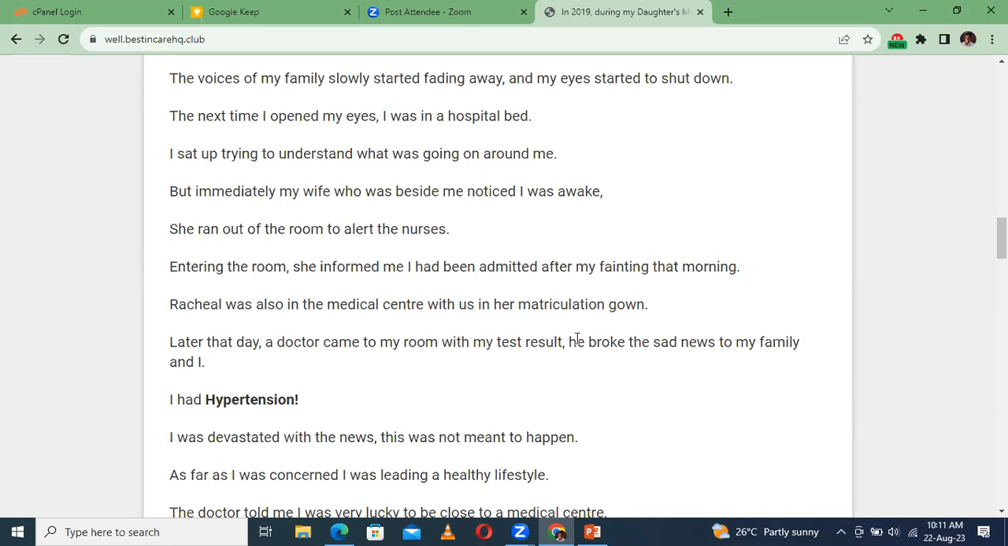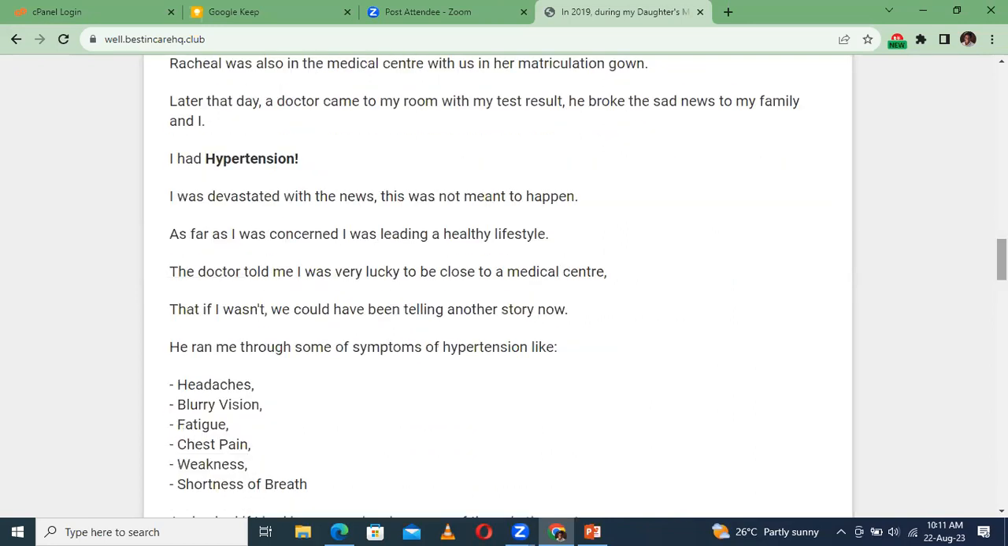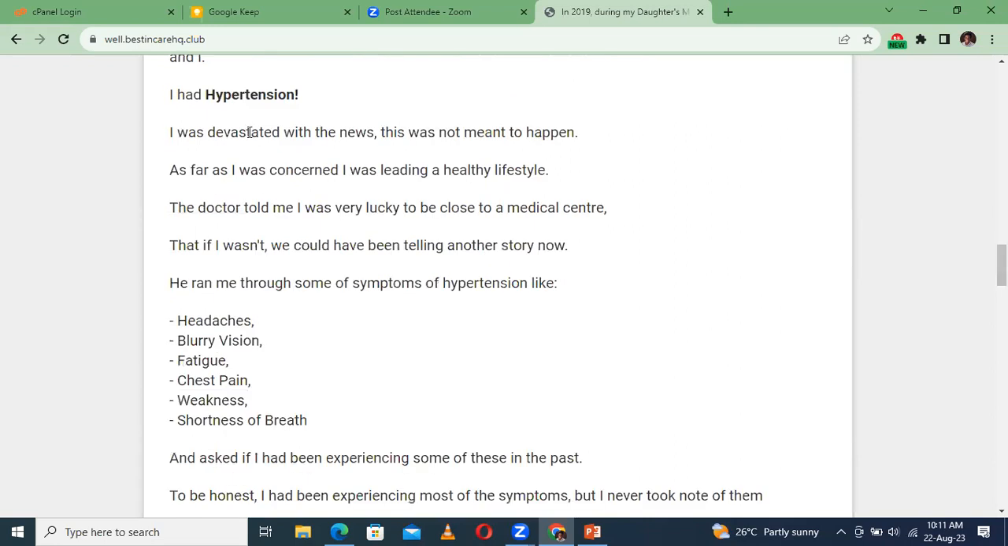Later, they entered my room with my test results. They broke the sad news to my family and me. I had hypertension. I was devastated with the news. It was not meant to happen.